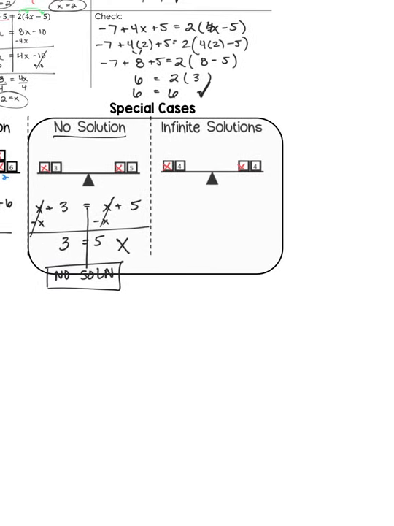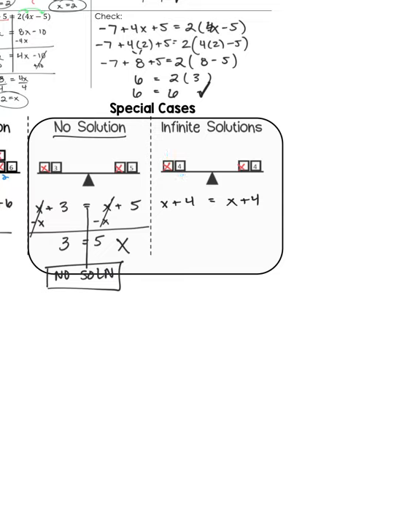Our other special case happens when we have infinite solutions. So for this problem, my scales look like I have an x and a 4 on each side. So x plus 4 equals x plus 4. If I think about a number that will fit in here, let's try 1 again. If I put 1 on each side, 1 plus 4 is 5, 1 plus 4 is 5. That works.